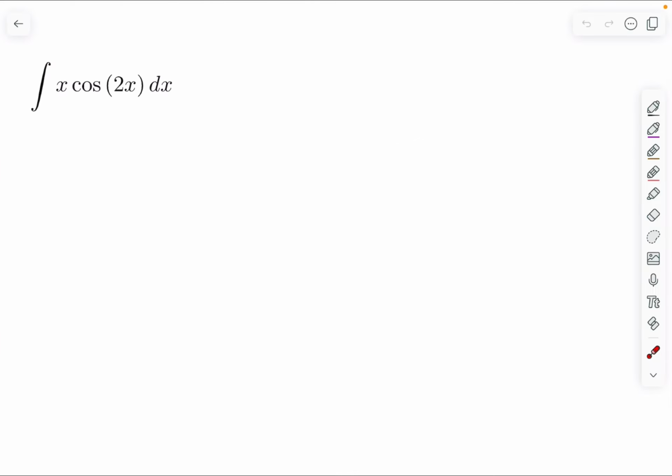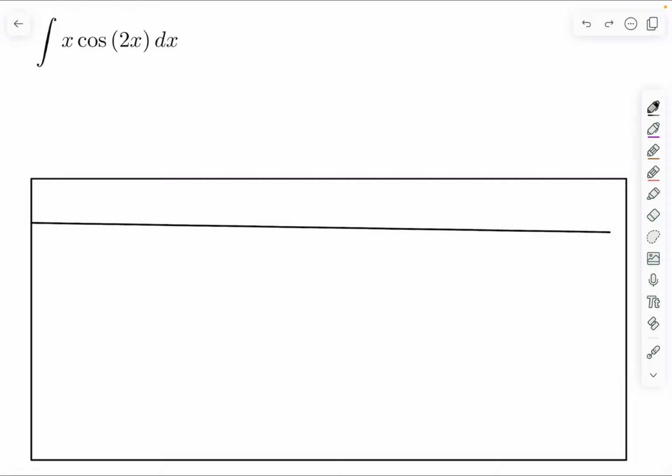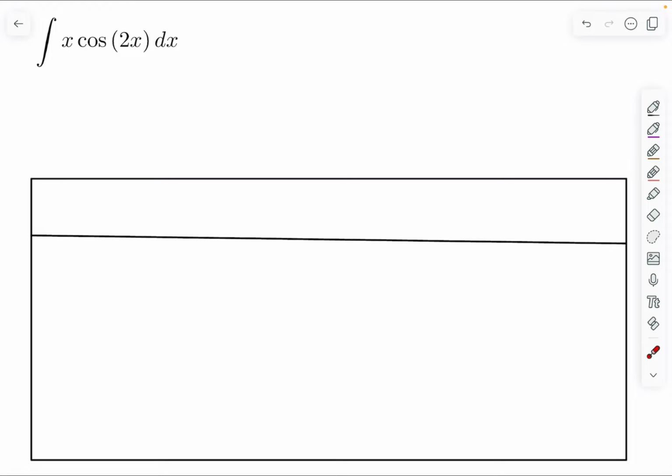Assuming you already tried u substitution and it didn't work out, this is an integration by parts problem because there are two things being multiplied together. So the first thing I do is set up my paper. I draw a box and then split it into two. Why? Because there's only ever going to be two integrals every time we do integration by parts.